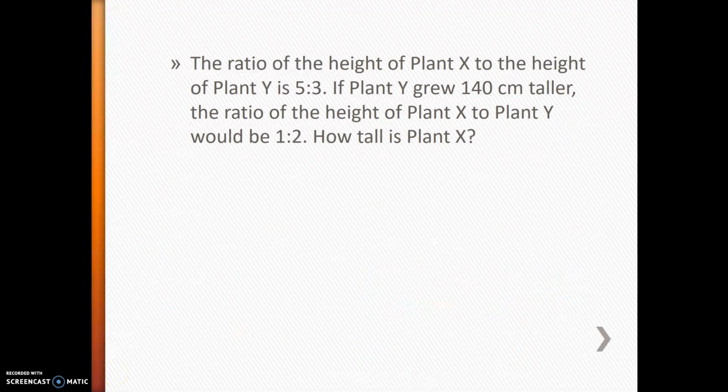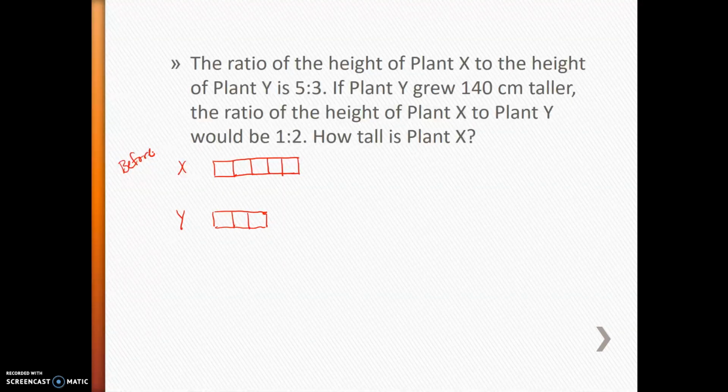All right, so we have the ratio of the height of plant X to the height of plant Y, 5 to 3. If plant Y grew 140 centimeters taller, the ratio of the height of plant X to plant Y would be 1 to 2. And how tall is plant X? Okay, let's plan this out a little bit. So we've got X and Y. X has 5 units. And Y has 3.